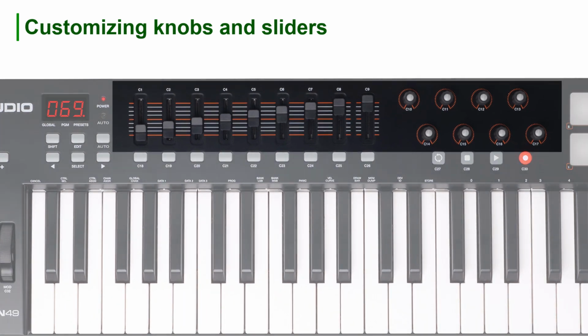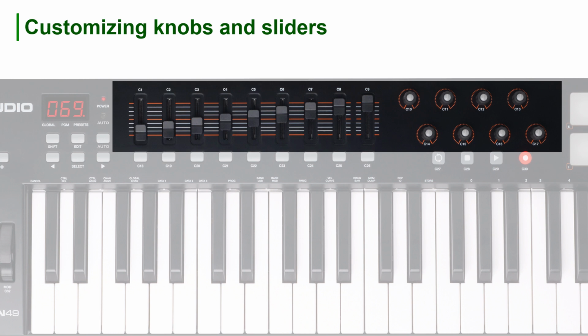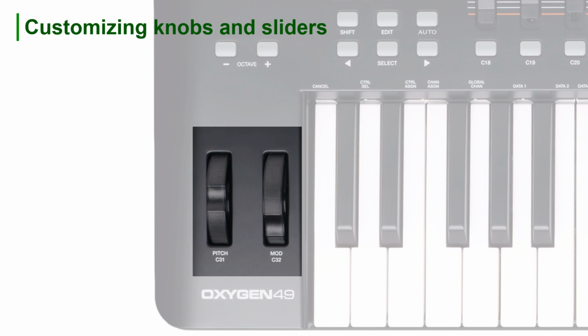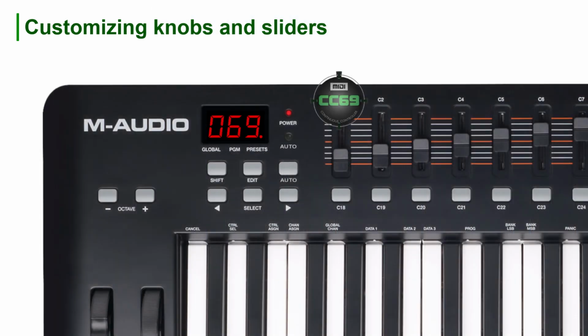Of course, you can customize all the other sliders and knobs in exactly the same way. You can also configure the pitch bend and modulation wheels in this way, but personally, I prefer having the wheels always send the expected MIDI messages, namely pitch bend and CC1. It's important to realize that after you've made an edit like this, the change is only stored in the Oxygen's short-term memory. If I switch off the power or change to a different Oxygen preset, then my edits will be lost forever.